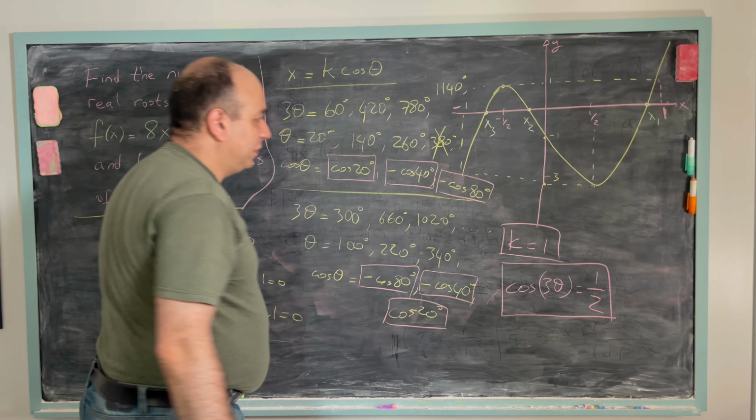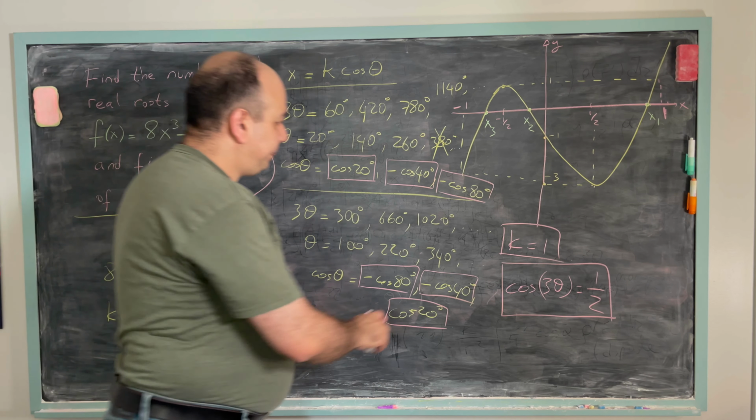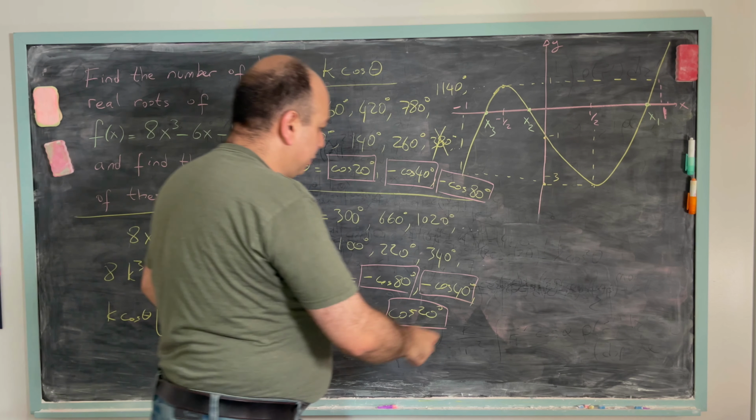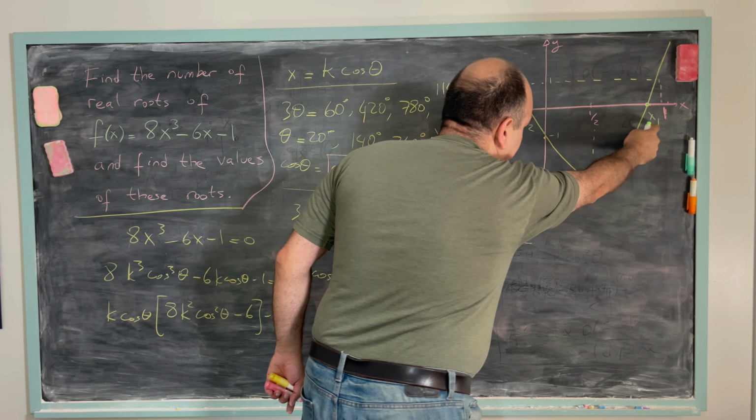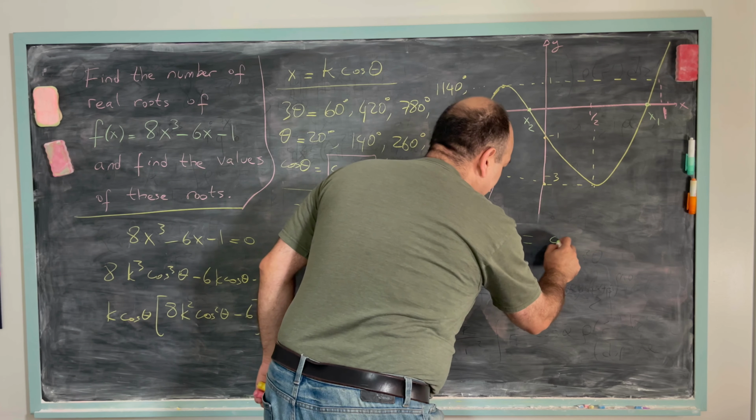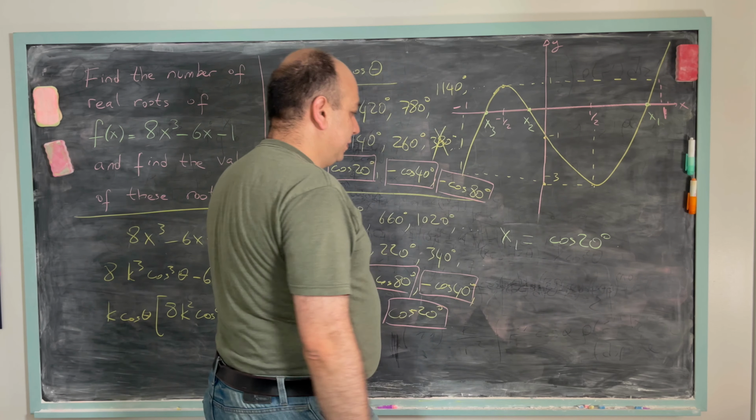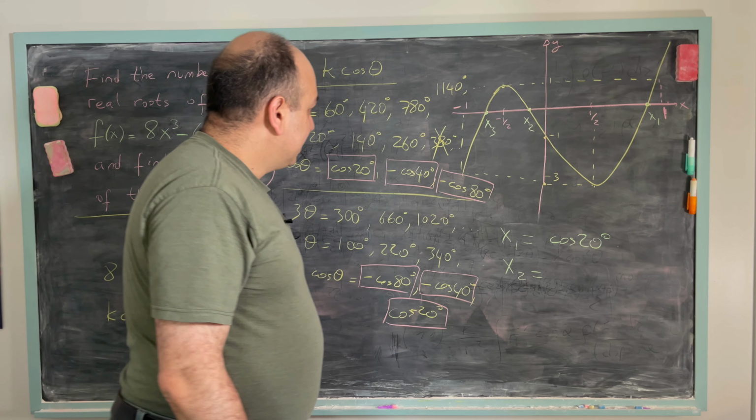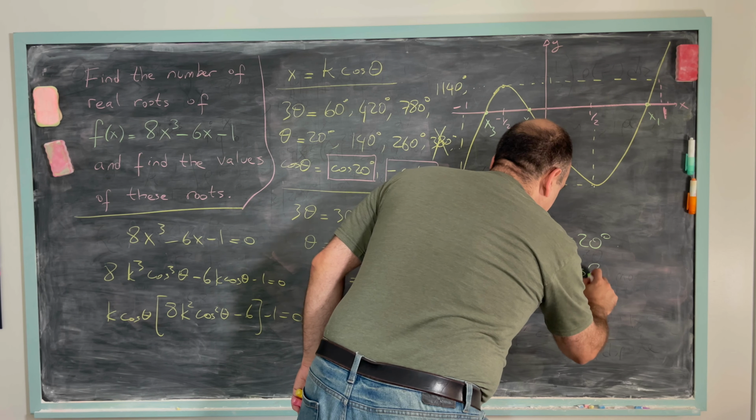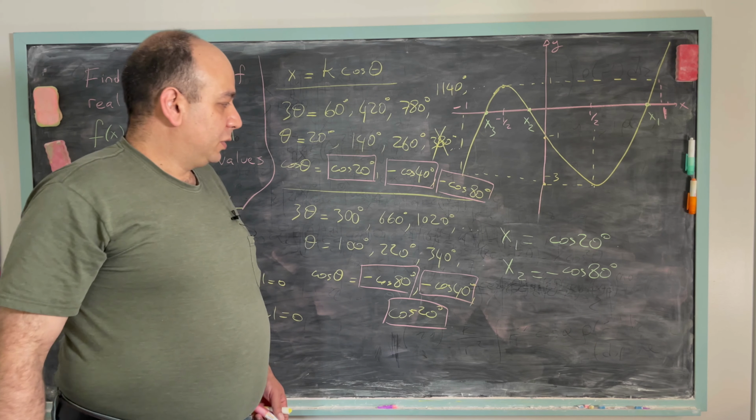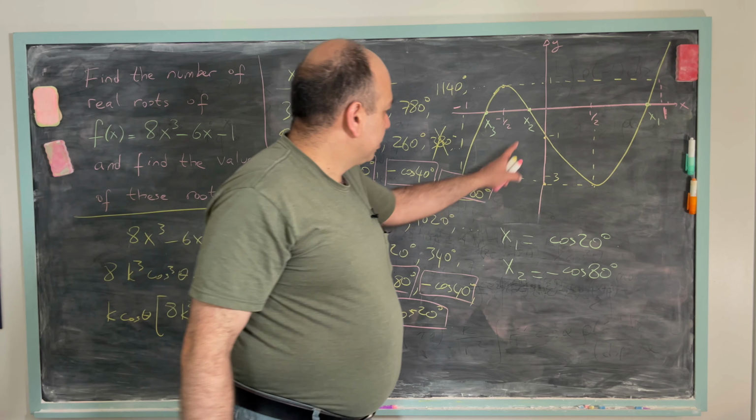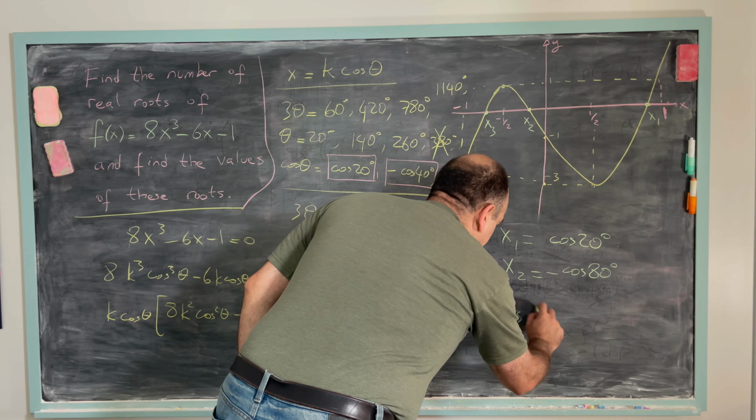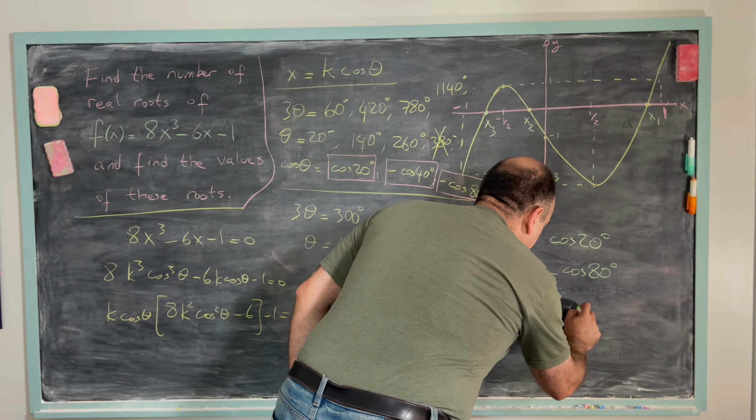So basically, we are ready to write the answers. x1 is the positive one, which is cosine 20. x2, the second root, is minus cosine 80, because cosine 90 is 0, so it's the one which is closer to the 0 here. And x3 would be equal to minus cosine 40.